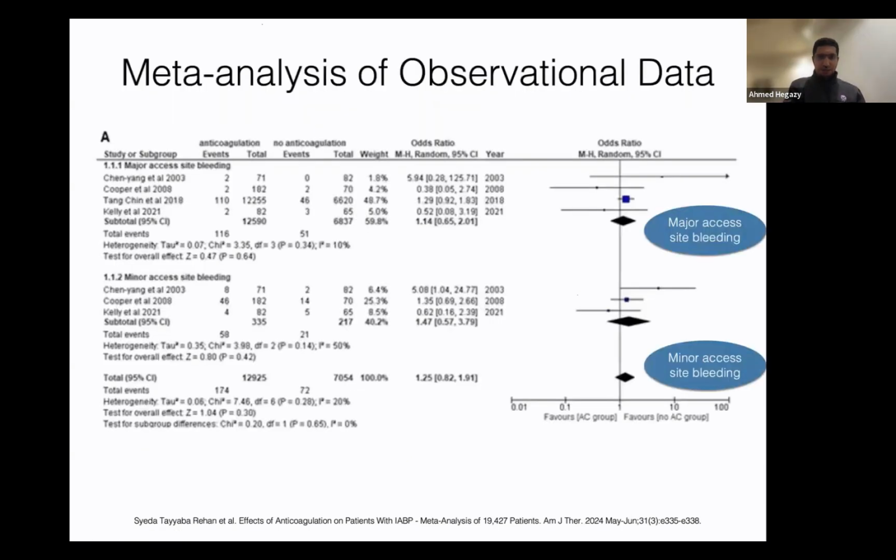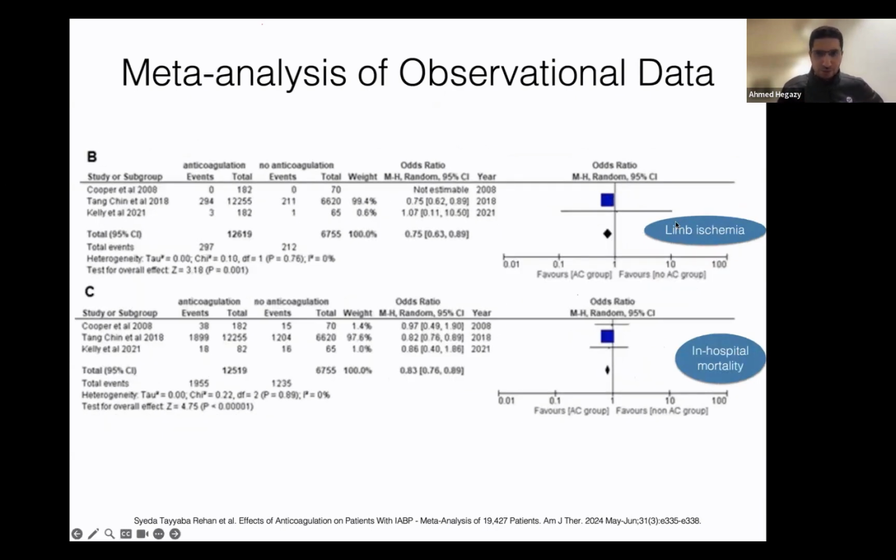And so this meta-analysis of observational data showed that patients who got anticoagulated with balloon pumps did not have any increase in major access site bleeding, and they did not have any increase in minor access site bleeding. So bleeding did not seem to be a huge risk when you anticoagulate somebody with a balloon pump.